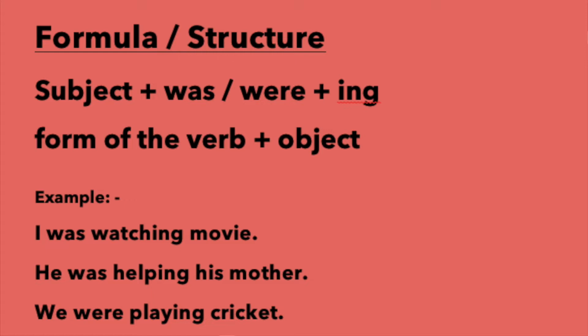See the third one. We were playing cricket. Here the subject is we, so we use were, because it's plural, and the ing form of the verb play. Okay, then let's move on to the rules of the past continuous tense.